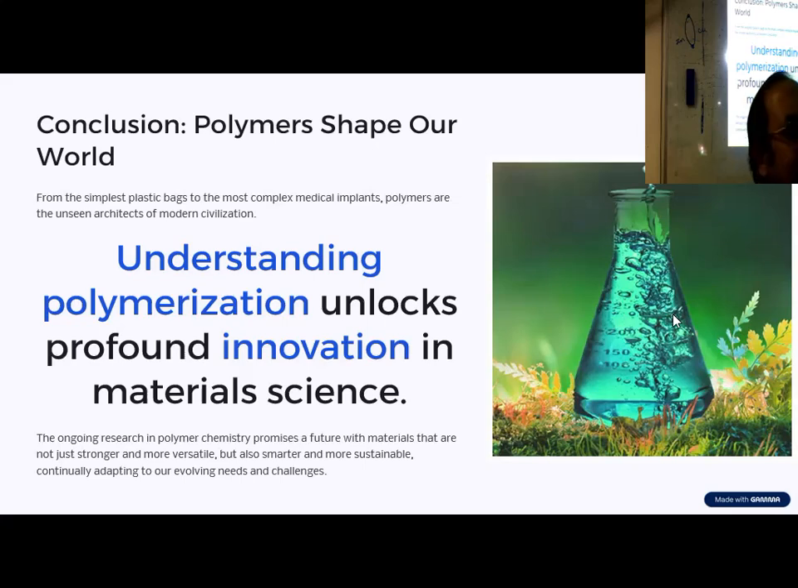Okay, this is the conclusion. Polymers shape our world. Understanding polymers unlocks profound innovation in material science. The possibility is huge. Polymer possibility is huge. You can make your own polymer. Every day some new polymer is getting discovered. Every day. Just imagine. Whatever polymer you know is fine. Apart from that, every day some new polymer is generated. How? Combine two polymers, you get another polymer.